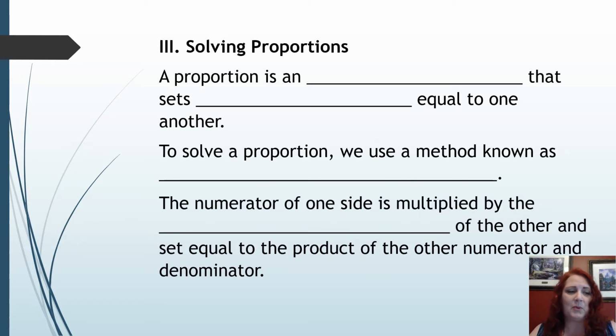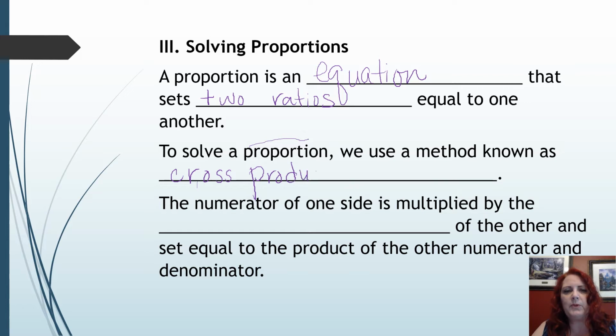So before we solve proportions, let's find out what a proportion is. A proportion is an equation that sets two ratios equal to one another. Now, we're going to use a little shortcut to solve this proportion, and it's a method that we call cross products. You've probably done it before, but we'll go through it again.